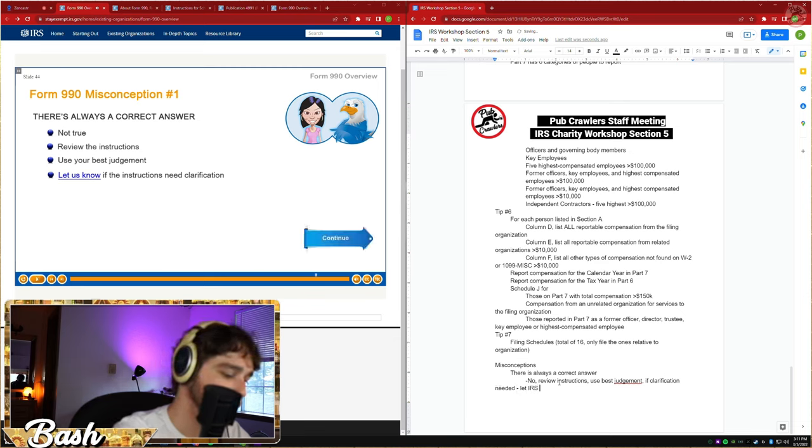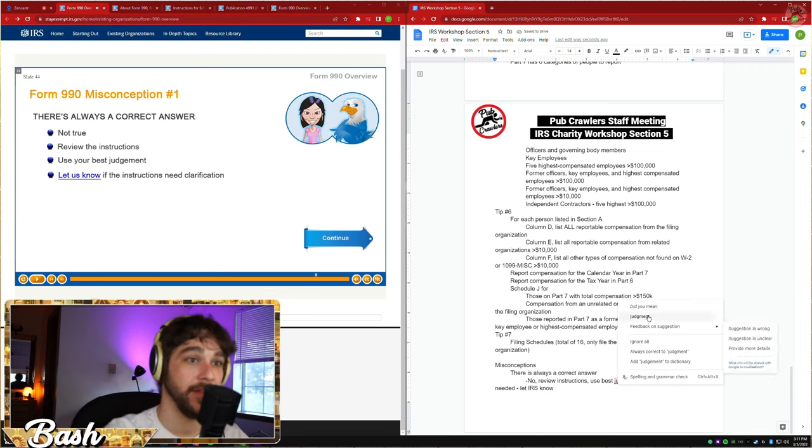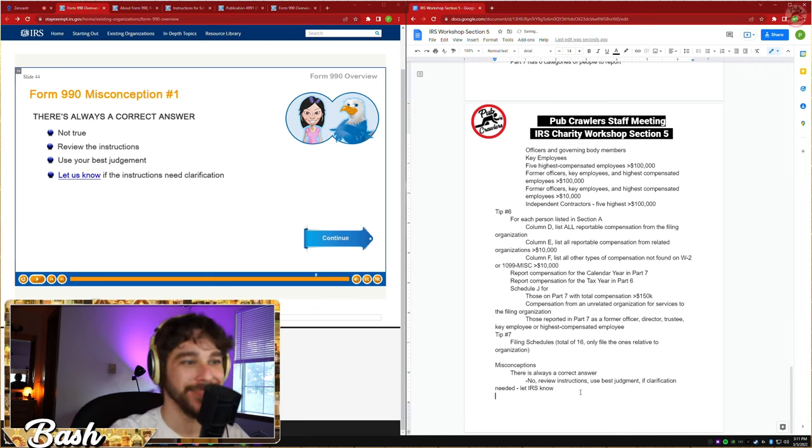Select the continue button for another common misconception. Oh, we're going to let you know about all your done things with your stupid workshop. I just think it's so funny. They say use your best judgment, but there's always a correct answer. No, it says there's always a correct answer.